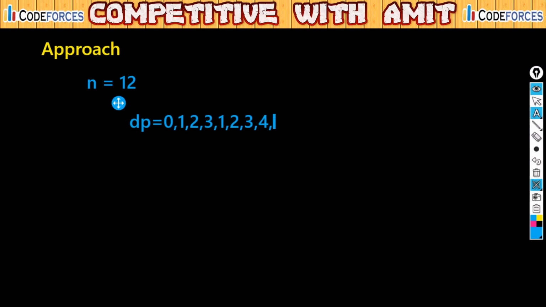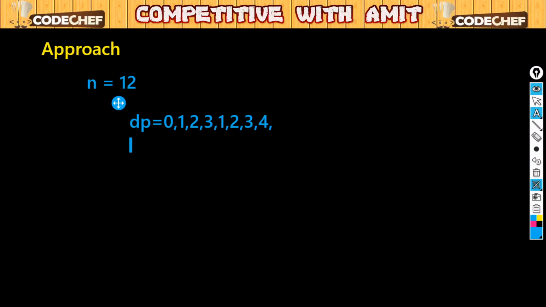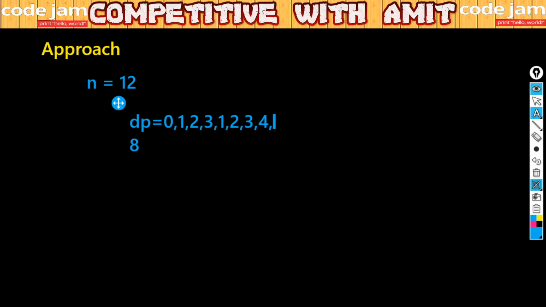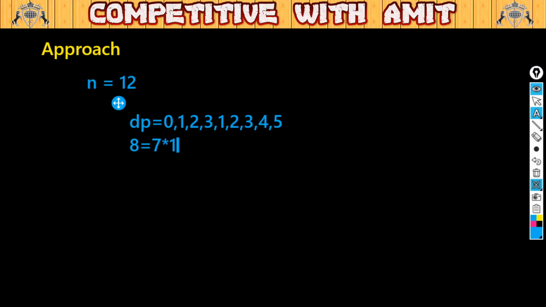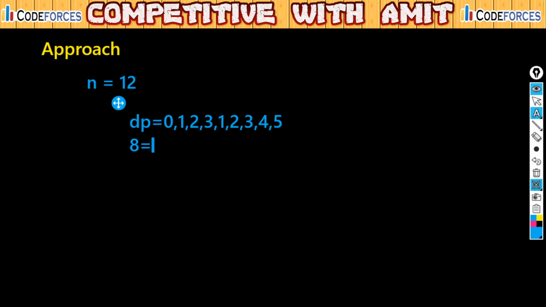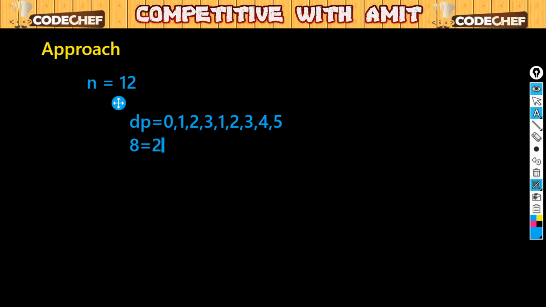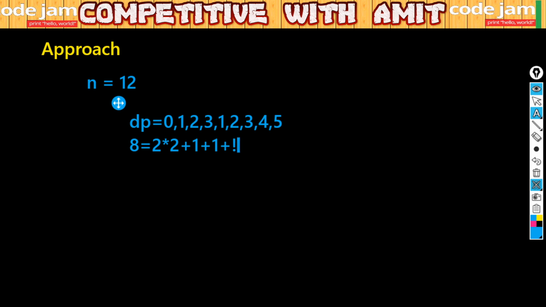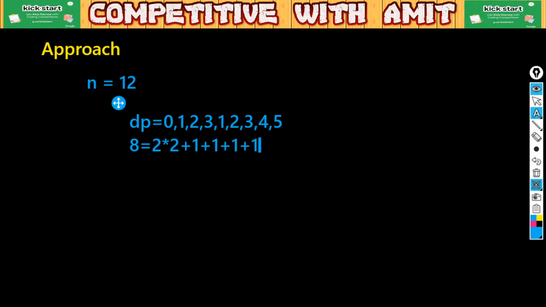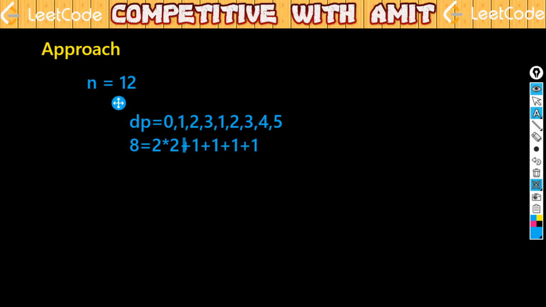Now we will try to find it for 8. Initially what comes to mind is 7 plus 1, which is 8, so we'll use this. Sorry, 7 plus 1. Now we have represented 7 by 2 into 2 plus 1 plus 1 plus 1, so we use plus for 1.